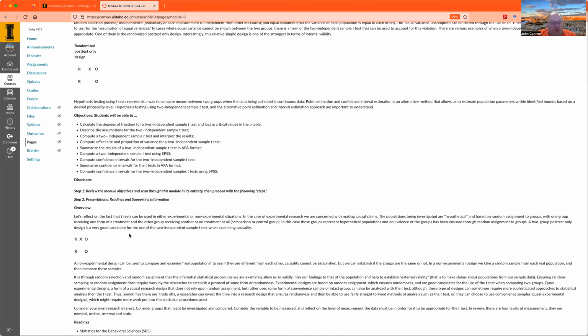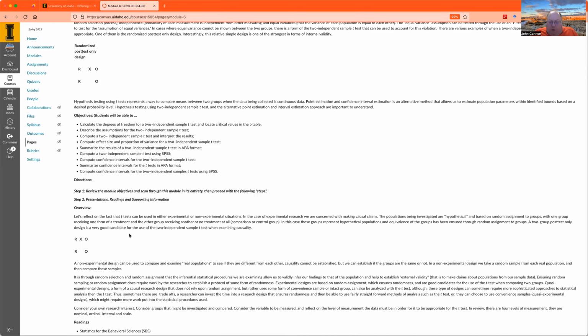Although these types of designs can sometimes require more sophisticated approaches to statistical analysis than the t-test. Thus, sometimes there are trade-offs. A researcher can invest the time into research design that ensures randomness and then be able to use fairly straightforward methods of analysis, such as a t-test, or they can choose to use convenience samples, quasi-experimental designs, which might require more work put into the statistical procedure. Consider your own research interest. Consider groups that might be investigated and compared. Consider the variable to be measured and reflect on the level of measurement the data must be in order for it to be appropriate for the t-test.